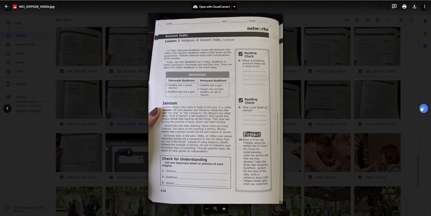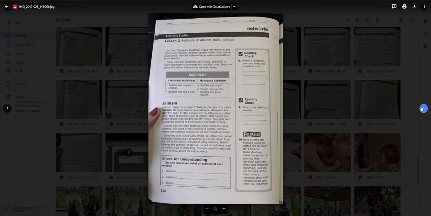Religions of ancient India continued. In Tibet, they don't have the pronunciation like the textbook does. Mahayana Buddhism mixed with Hinduism and Tibet's own religions. Buddhist leaders called lamas led the government. Tibetans believe lamas were reincarnations of the Buddha.